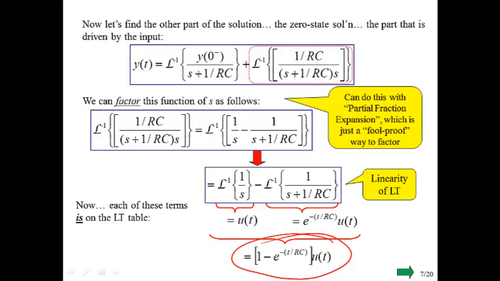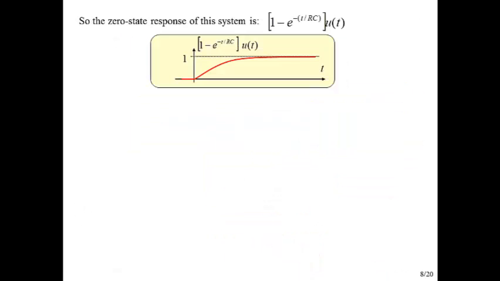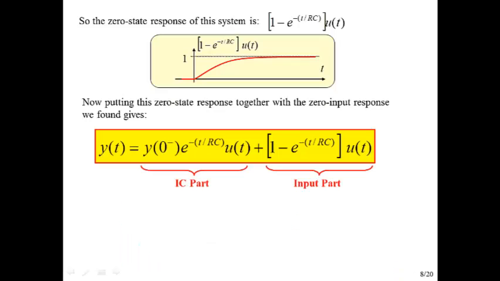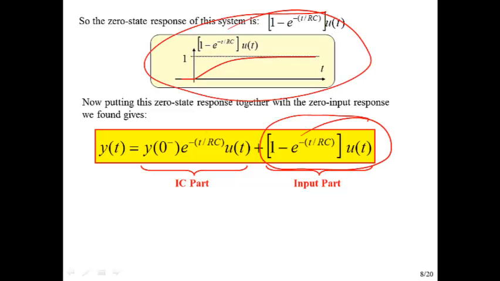If this RC circuit has zero initial conditions and we apply a unit step to this, you know what that thing's going to look like. And there it is, charging up to the applied voltage of 1. You've seen that in your circuits class, so you should be extremely familiar with that. And so if we put all these things together, we have the zero state part that comes from the input, and we have the zero input part that comes from the initial conditions, and we add all those together.